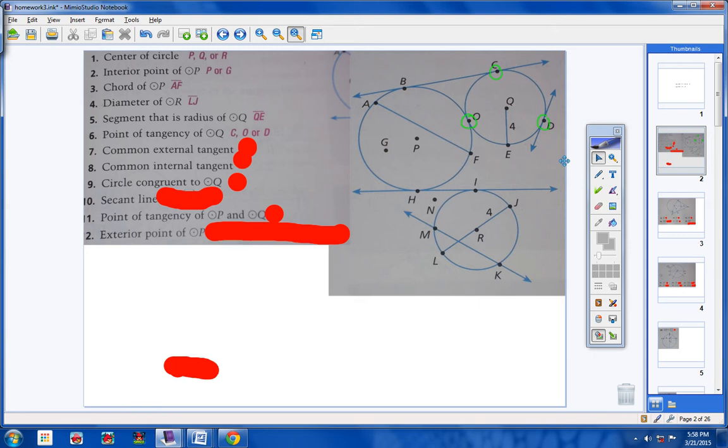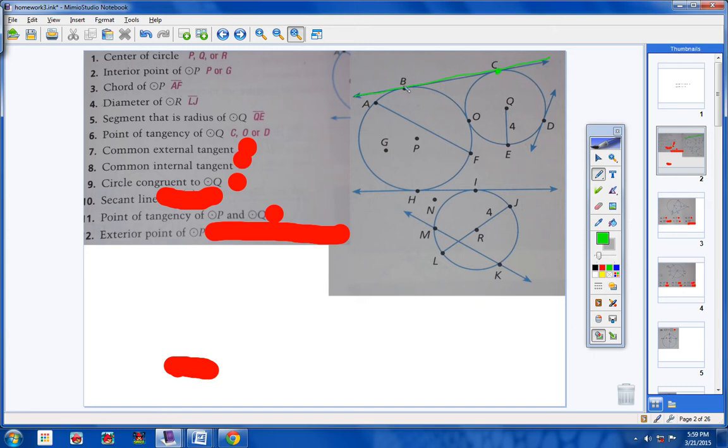A common external tangent now. An external tangent is a line, listen carefully please, that is tangent to two circles. However, it's tangent to two circles in such a way, if you were to draw a line between, okay, let's look at this line here. This line right here is tangent to two circles. Got it? Here and here.